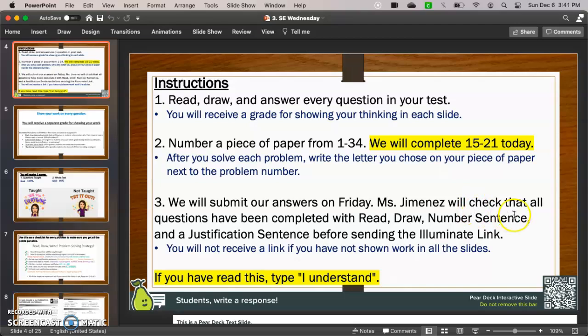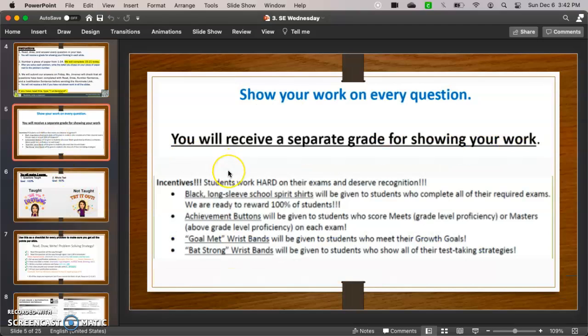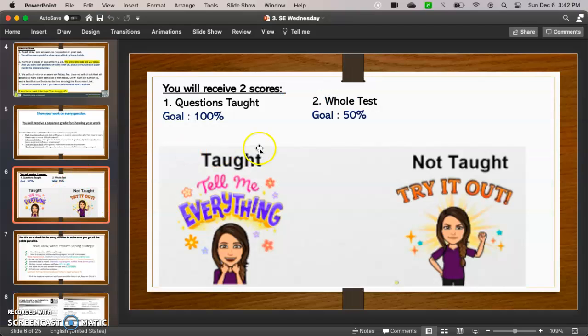Ms. Jimenez will check that all questions have been completed with read, draw, number sentence, and a justification sentence before sending the Illuminate link. You will not receive a link if you have not shown your work in all the slides. Make sure to show your work on every question. There are incentives to doing so for this exam. Remember your 2 goals.